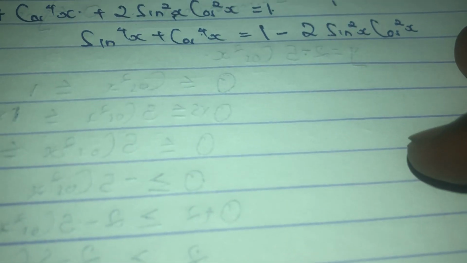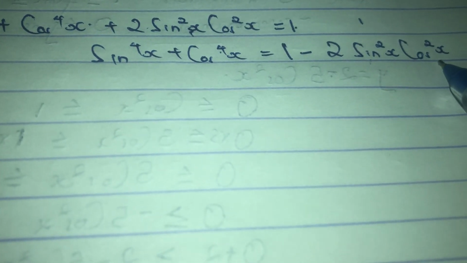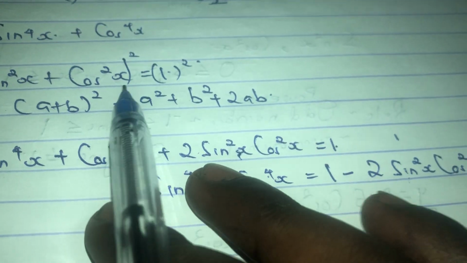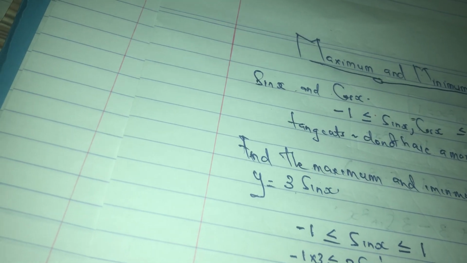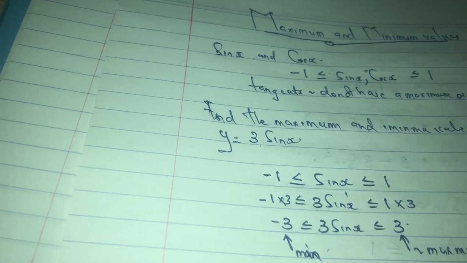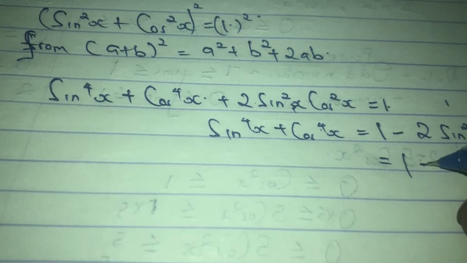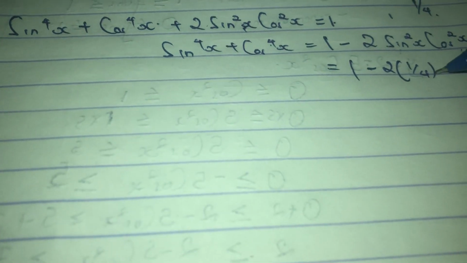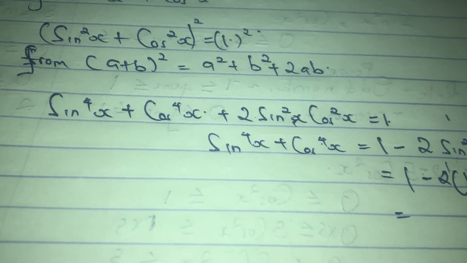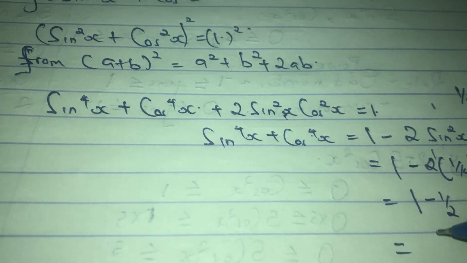So after reaching this, we know that this is sine squared x and cos squared x, because remember when we were working out here, let me try to show you. Okay, I'm not seeing it, but the greatest value of sine squared x and cos squared x is actually 1 over 4. So this is just 1 minus 2 into 1 over 4. It's 1 minus a half.